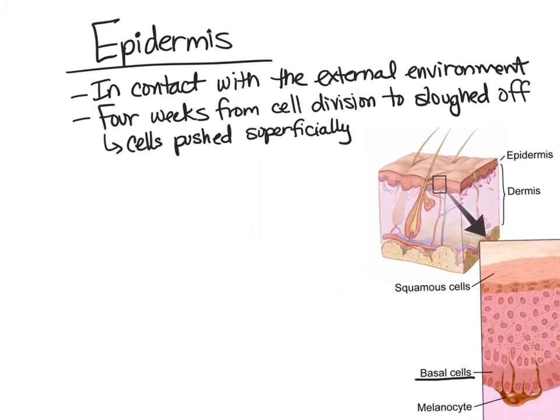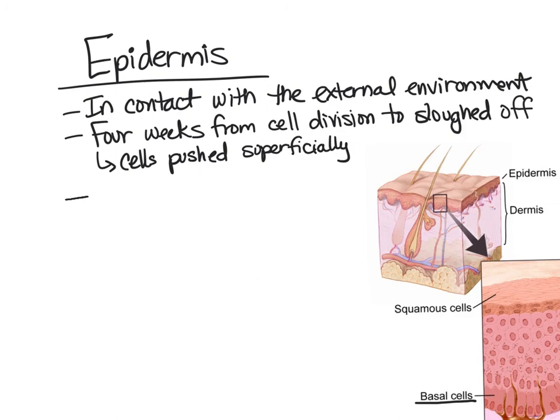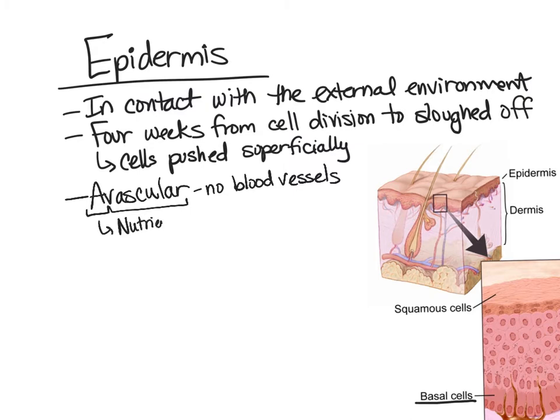All right, so some more characteristics of the epidermis. One is that it is avascular. A means without, and vascular is related to vessels. So without vessels, meaning there are no blood vessels in the epidermis. So there's no blood flow to the cells of the epidermis. What this means is that all of our nutrients, things like glucose that we need, other ions that we need, or even things like oxygen, are going to diffuse from the dermis.